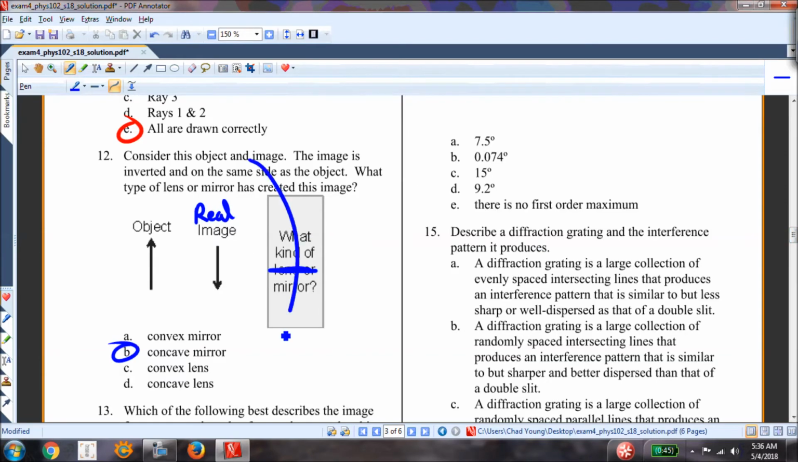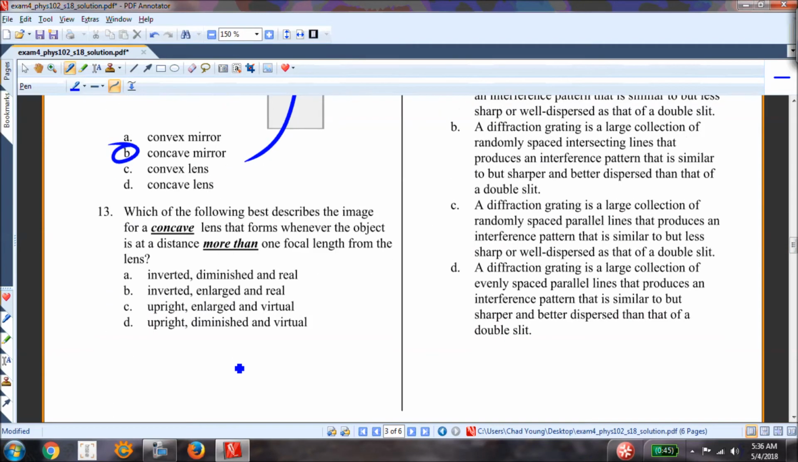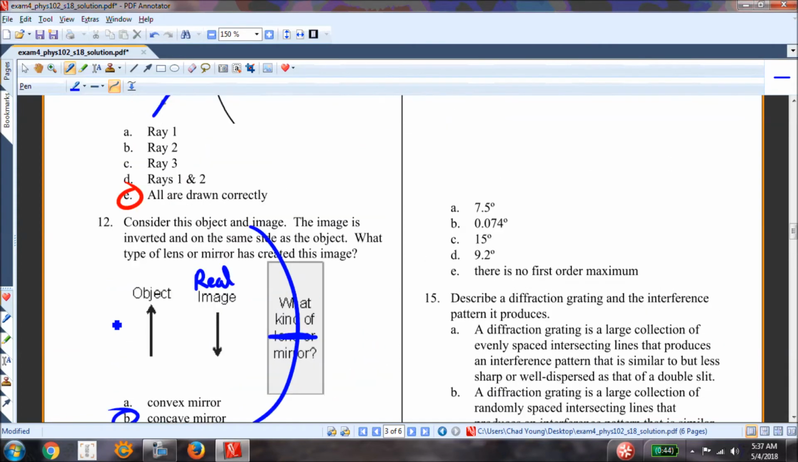That's the mirror that looks like this. Which of these following describe the image from a concave lens? That's a lens that looks like this, that forms an object distance more than one focal length. Well, this doesn't really matter because a concave lens always produces an upright, diminished, and virtual image. Always, just like the convex mirror.